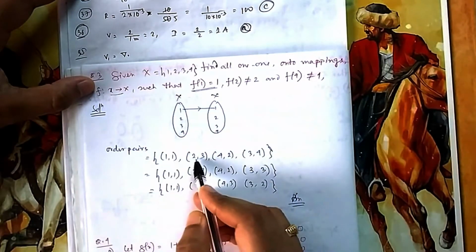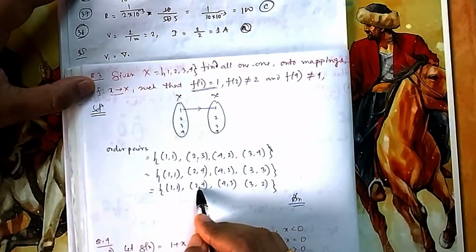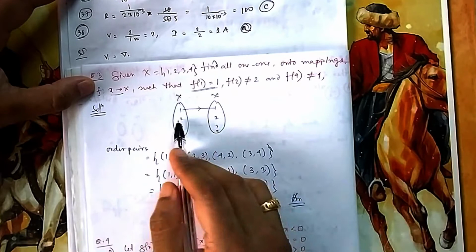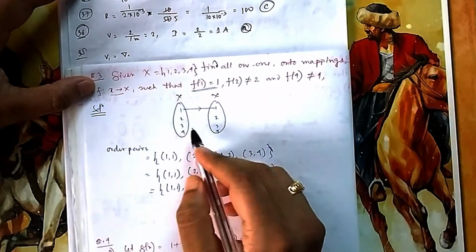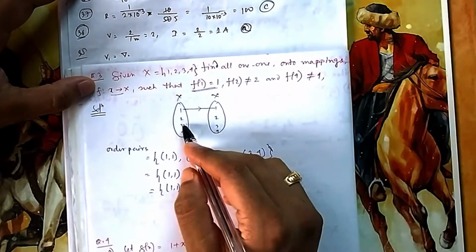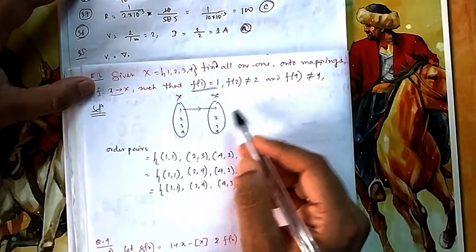So 1 to 1 is given. So for 2, how many options do you have? You can go 2 to 3, you can go 2 to 4. So you have 2 options: 2 to 3 or 2 to 4. If you go with 2 to 3 and 2 to 4, you write these options. Then for 3 I will come later, because for 4 there is a restriction. So you come to 4. 4 cannot go to 4.